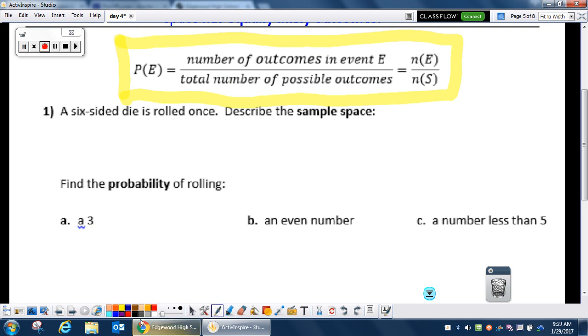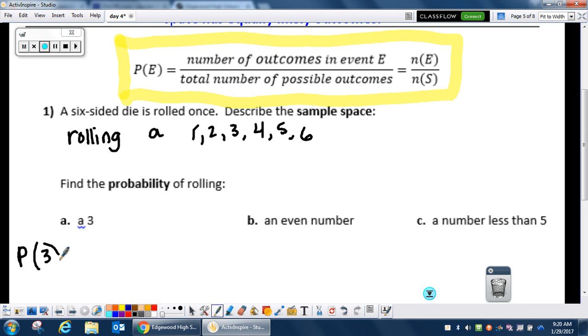So you could have rolling a 1, 2, 3, 4, 5, or 6. So that's 6 total outcomes you could have. So the probability of rolling a 3, you might see this written like this, probability of a 3. Well, there's only one time you could roll a 3, so 1 over 6.